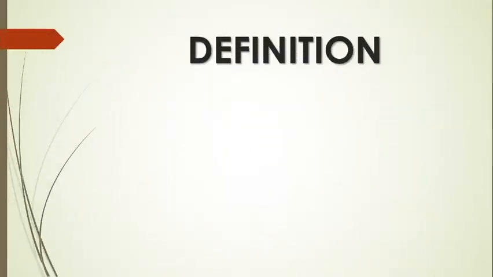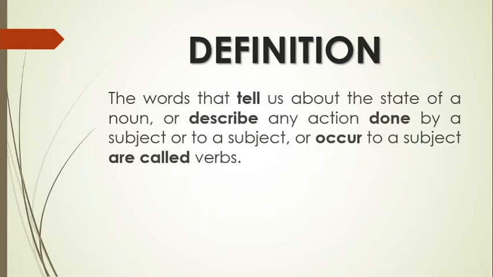The words that tell us about the state of a noun or describe any action done by a subject, or to a subject, or occur to a subject are called verbs. So basically, if a subject is the doer in a sentence, somebody who does something, then the word that describes whatever he does is called a verb. Verbs are the most important part of the predicate and can even manage a sentence on their own without requiring a subject to lead it.